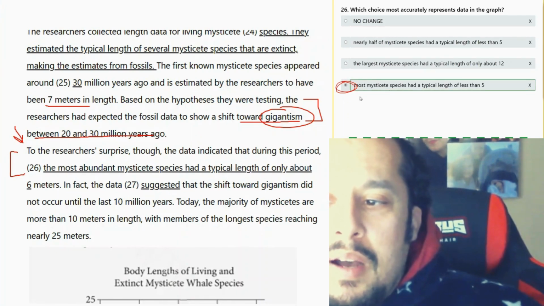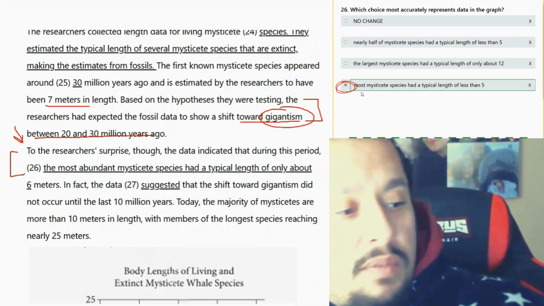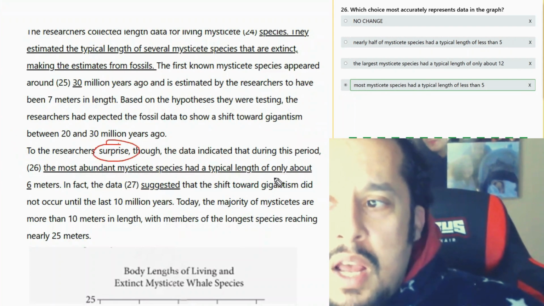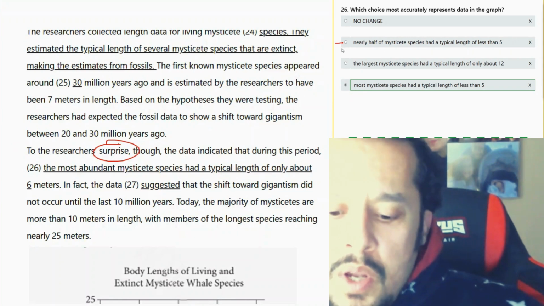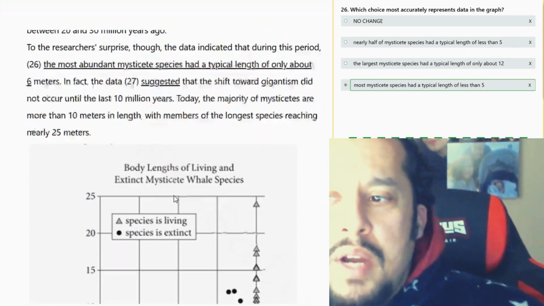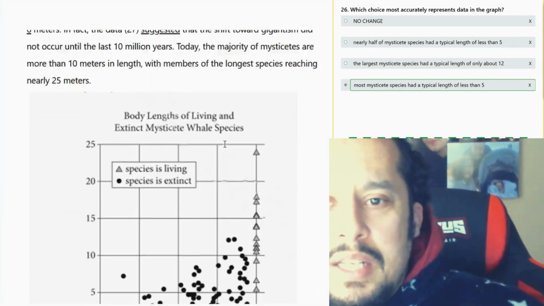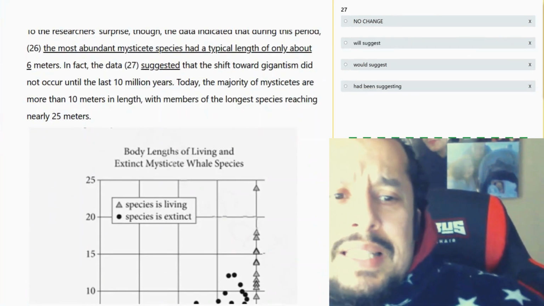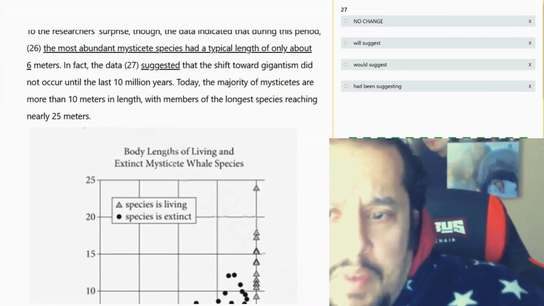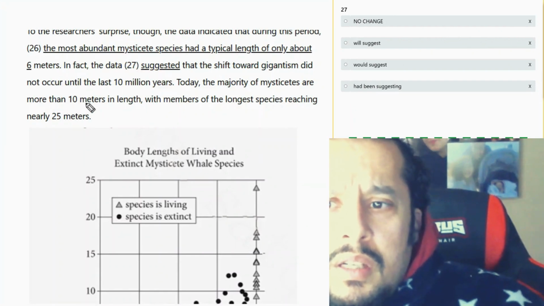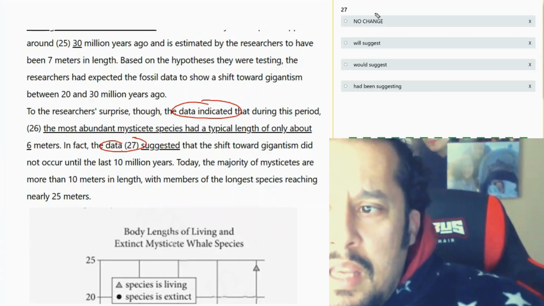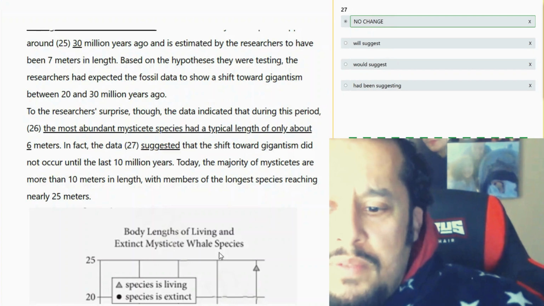Most mysticete species had a length of less than 5 meters, because this supports the contrast or the surprise. Answer B doesn't do that. Right? We need more emphasis on the surprise itself. And so answer D does that. Let's continue, question number 27. In fact, the data suggested, we're not talking about the past, right? We're not talking about what happened before, we're talking about what the data indicated. So the data suggested, why shift the tense, right? Why are we shifting tense?